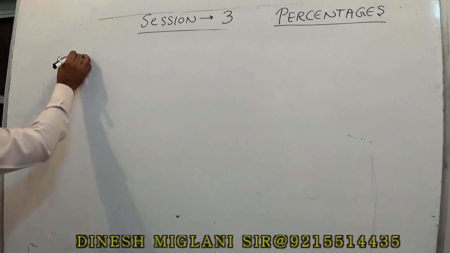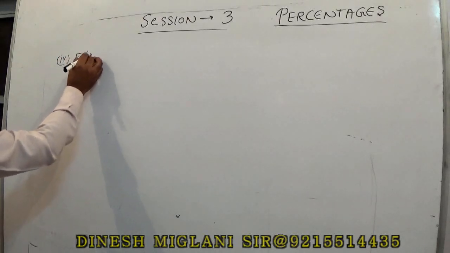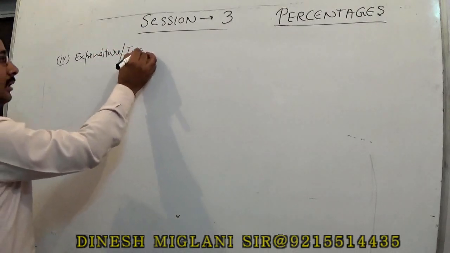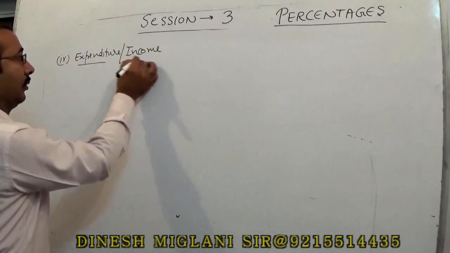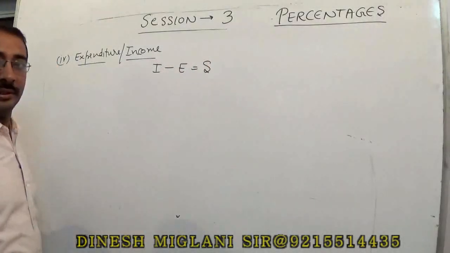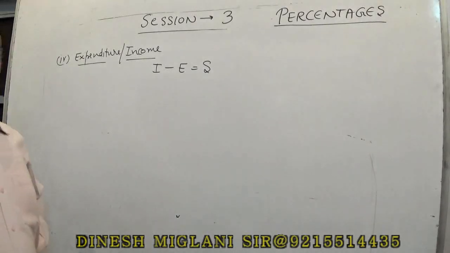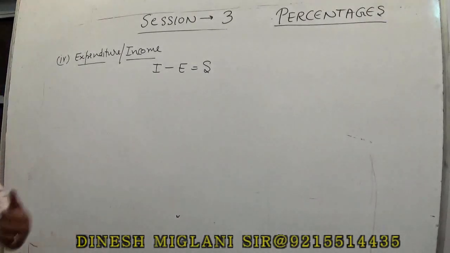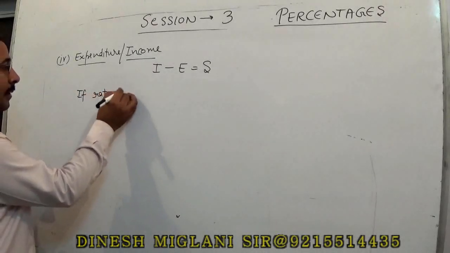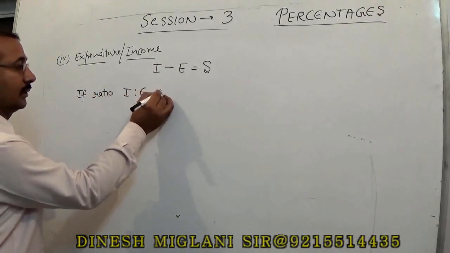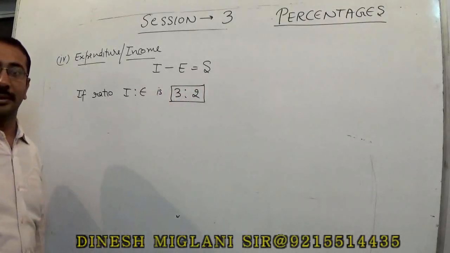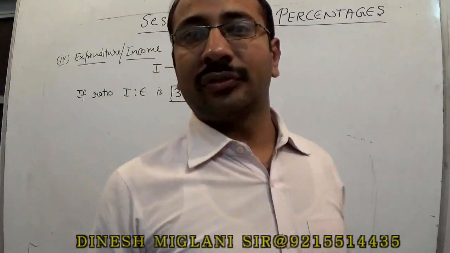Next we have questions based on expenditures and income. As we know, income minus expenditure is equal to savings. For example, the ratio of income to expenditure of a person is 3:2.